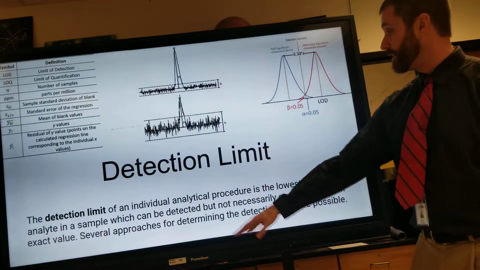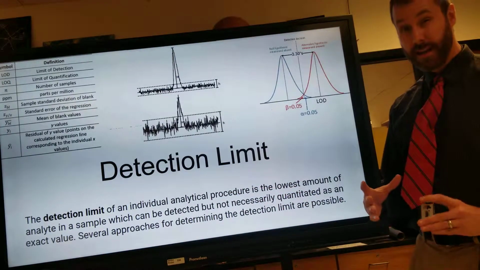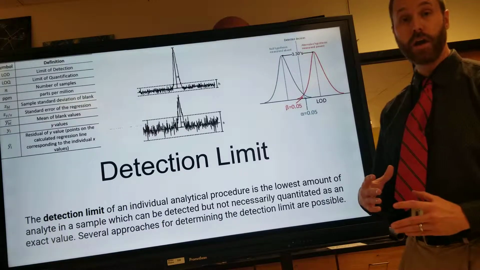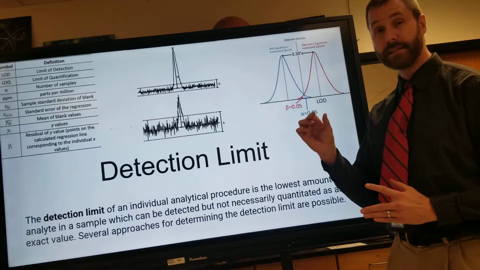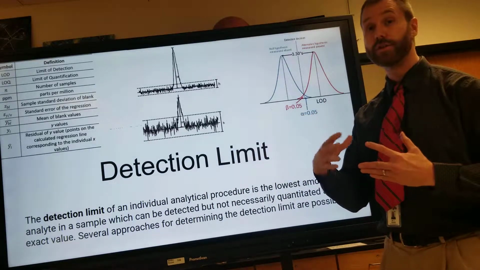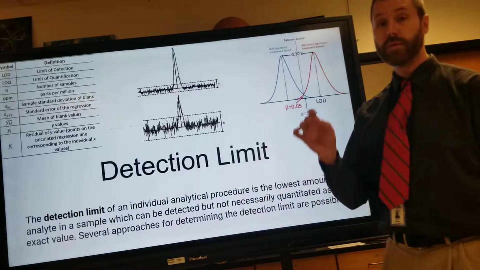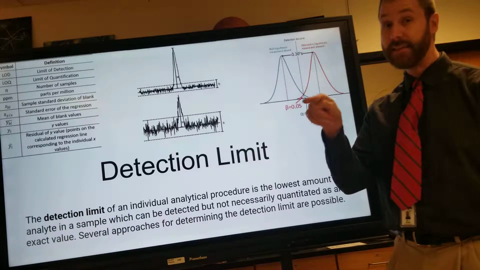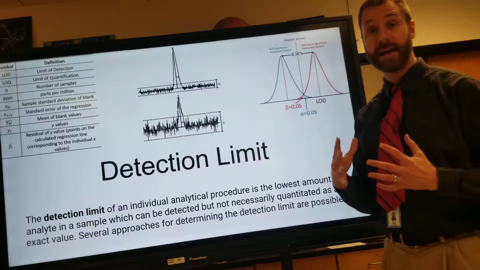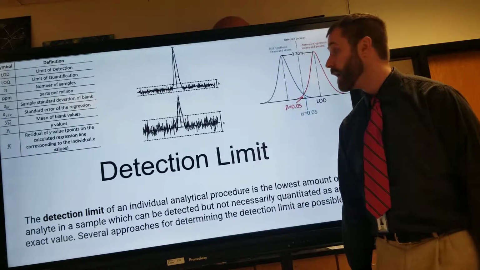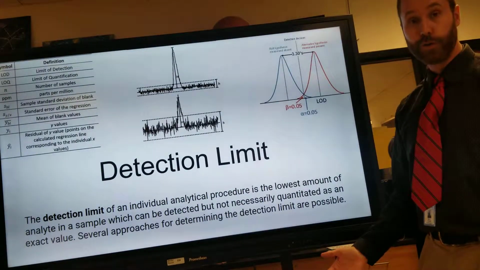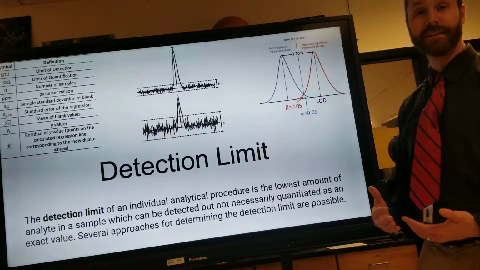So there's the dictionary definition for it, but to put it in a nutshell for you, depending on what experiment you're doing, it is the smallest amount of analyte, whatever it is you're trying to measure, that you can detect and say it's definitely there. You might not be able to quantify it and say how much is there, but you can definitely say, yep, it's there, it's in that sample. And depending on what you're doing, there's going to be different detection limits.